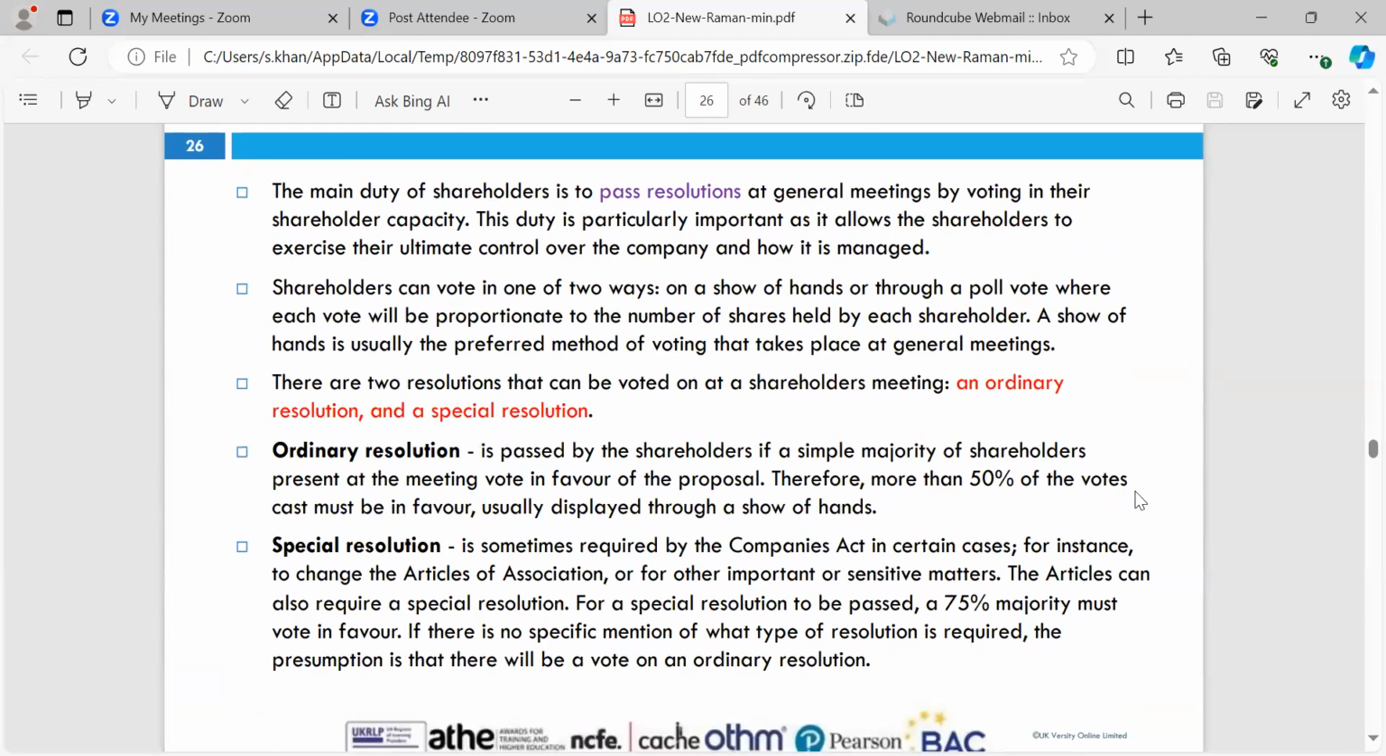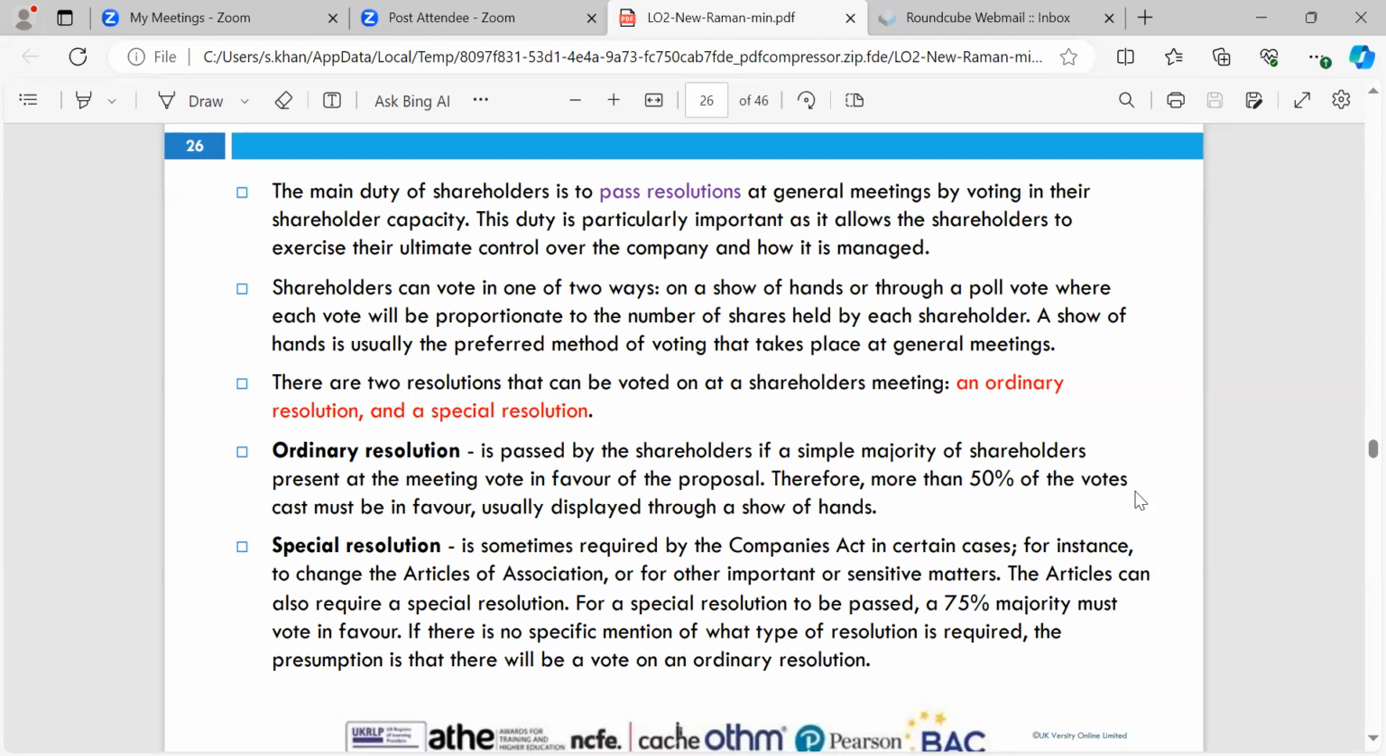Duties of the shareholders. The main duty of the shareholders, again, is to pass resolutions at general meetings by voting in their shareholder capacity. Shareholders can vote in one of two ways, on a show of hands or through a poll vote, where each vote will be proportionate to the number of shares held by the shareholder. There are two resolutions that can be voted: ordinary resolution and special resolution. Ordinary is passed by the shareholders if a simple majority of the shareholders present at the meeting vote in favour of the proposal, therefore more than 50% of the votes.